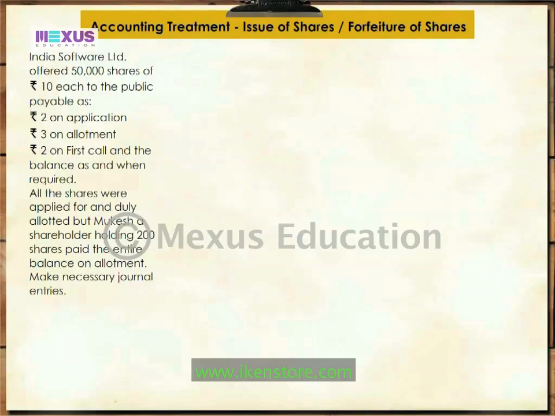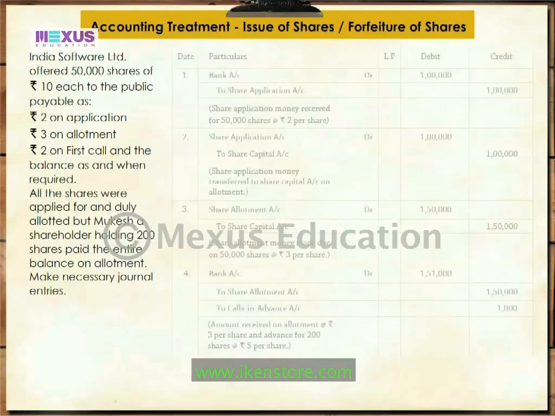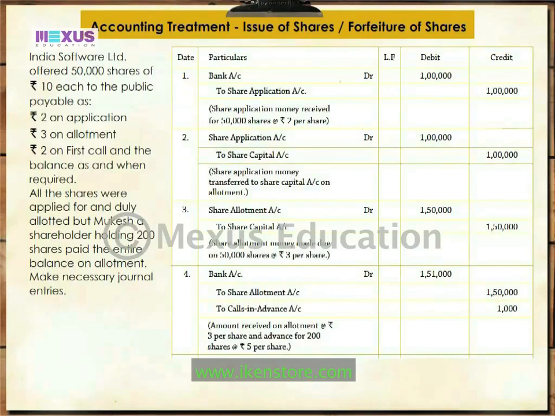But Mukesh, a shareholder holding 200 shares, paid the entire balance on allotment. Make the necessary journal entries. The journal entries would be as shown.